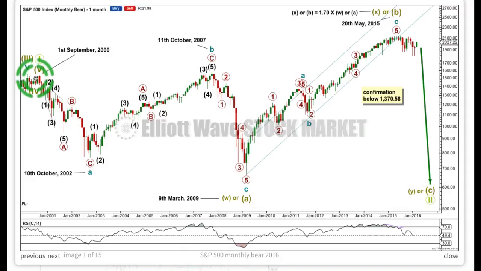And so I'm seeing this as a 3-3-5 expanded flat, and here we have a 5-3-5 zigzag. So we have A, B, C, or we have W, X, Y. Either way, we need substantial downward movement, and how the first piece of movement down unfolds, is it a 3 or a 5, is going to tell us whether we're looking at a Y wave or a C wave, and I'm not going to get into those complicated ideas today on the monthly chart level. For now, we are expecting from this wave count substantial downward movement.